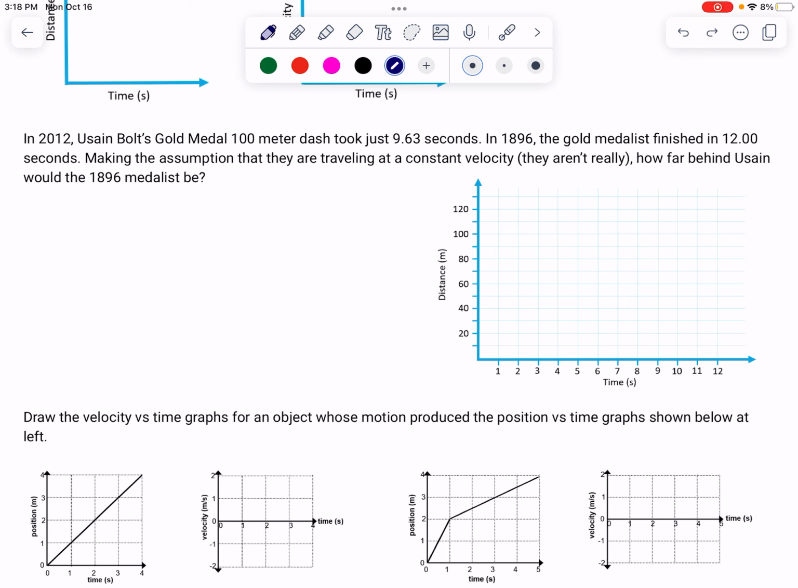So in theory, let's say we put those two runners up against each other, both at their primes. They're both running the same distance, 100 meters. Usain Bolt wins that race in 9.63 seconds. The runner from 1896 is still running. He's behind. It's going to take him another few seconds to reach that finish line. The question is, how far behind are they when Usain Bolt is crossing the finish line? So think about how you could graph this, and how can you use that graph to help you determine how far back that runner was.